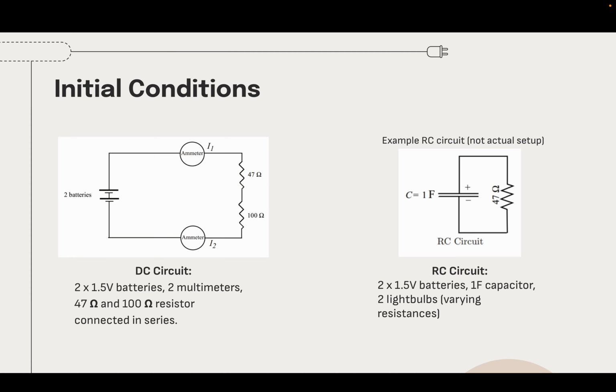So our initial setup for both circuits: for the DC circuit, we had two 1.5 volt batteries, two multimeters, and two resistors all connected in series. While for our RC circuit, we had the same batteries, a 1 farad capacitor, and two light bulbs.